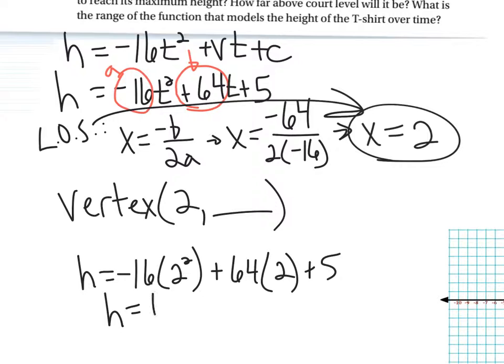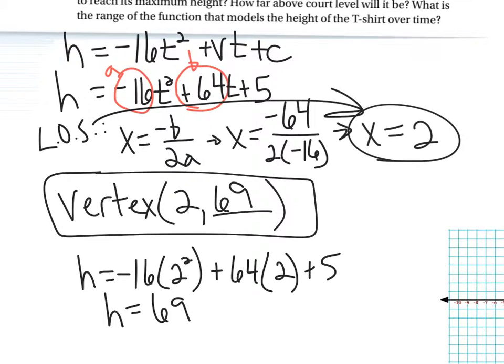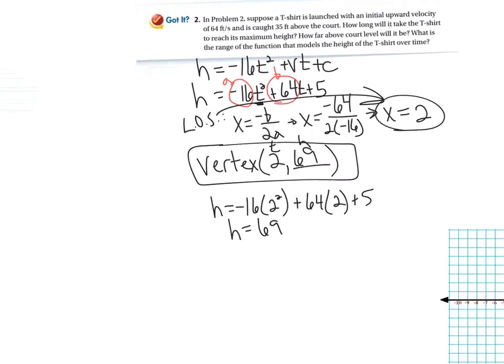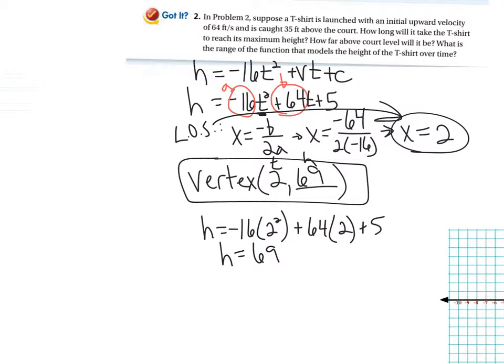So if you work all that out, it would be 69, which means our vertex is (2, 69). What does that mean? Well, x is going to be our time, because we have t where the x is normally. This is like t and h instead of x and y, really. So what that means is after 2 seconds, it's reaching its highest point of 69 feet. And that's answering the questions they're asking us there.